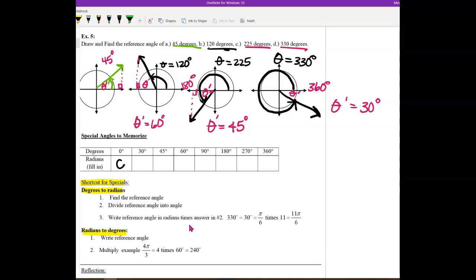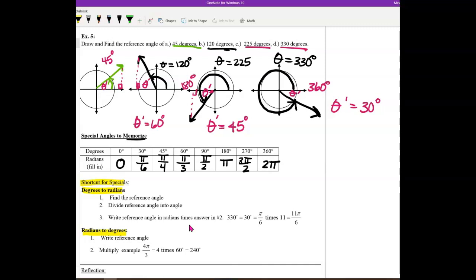0 degrees is 0 radians. 30 degrees is 1/6 of a pi segment, so pi over 6. 45 degrees is 1/4 of a pi segment, so pi over 4. 60 degrees is 1/3 of that half circle, so pi over 3. 90 degrees is half, so pi over 2. 180 degrees is 1 whole pi. 270 is 3 pi over 2, or 1 1/2 pi radians. And then 360 is 2 pi radians. It's 1 complete circle around.